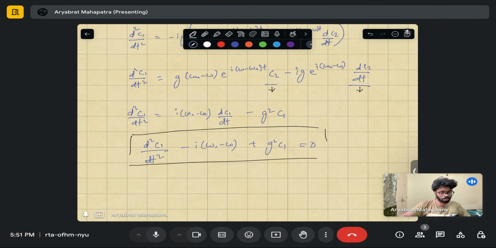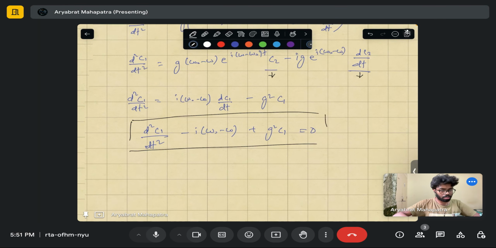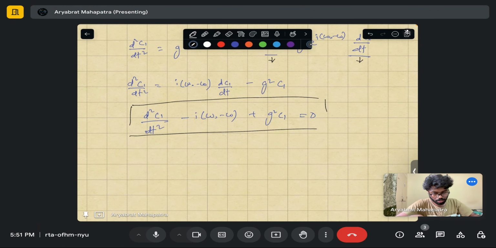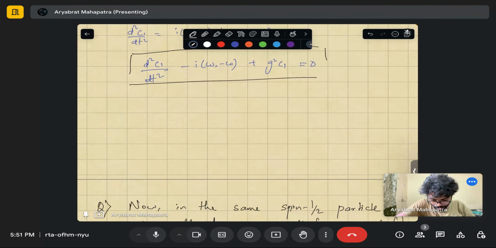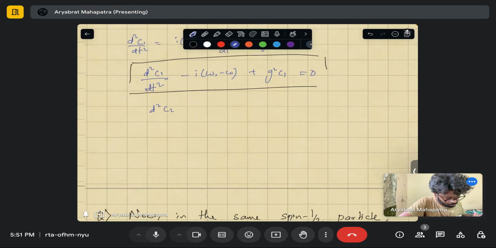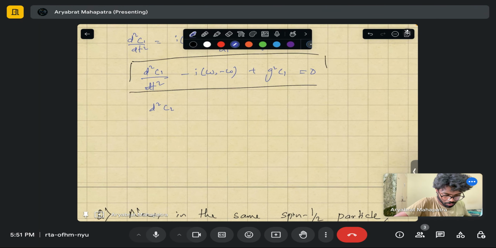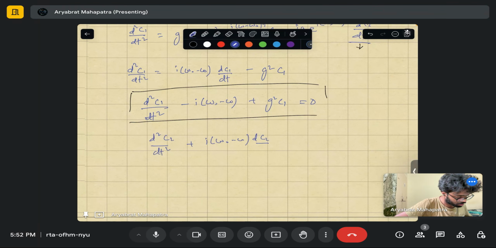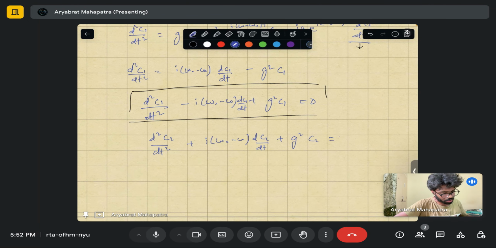So the same way you can do it for DC2 as well. So for C2 you will have d squared C2, that is dC2 plus C squared C2 equals 0. So these are the two differential equations.